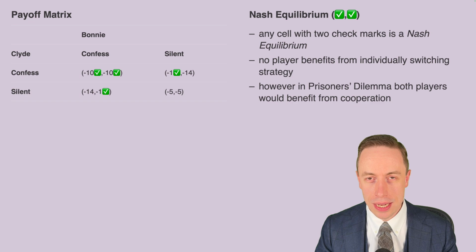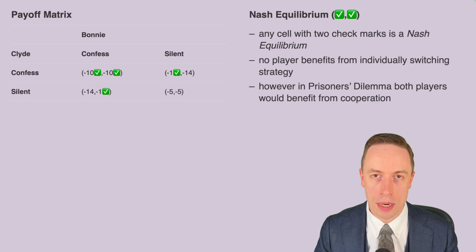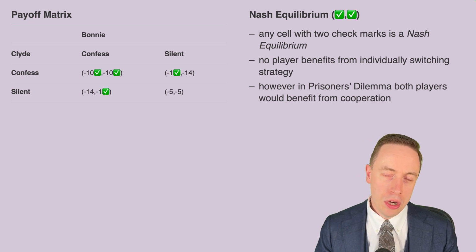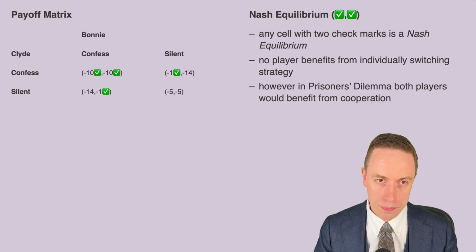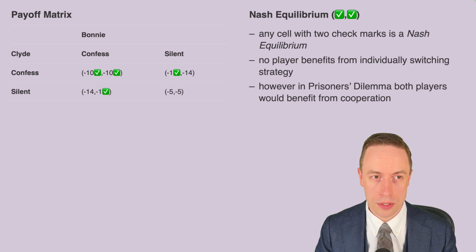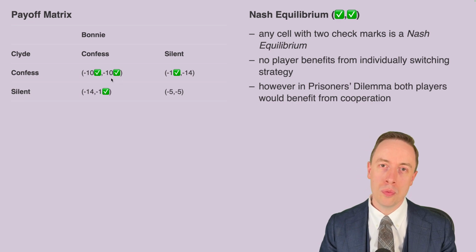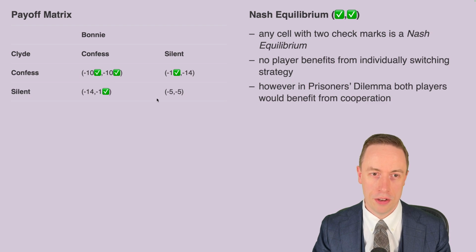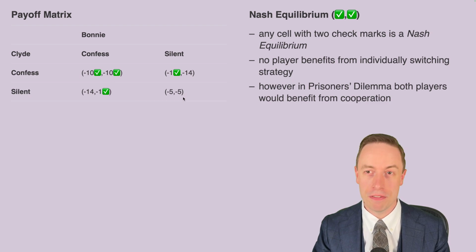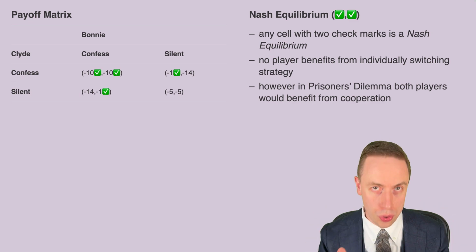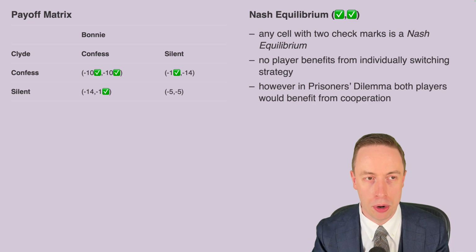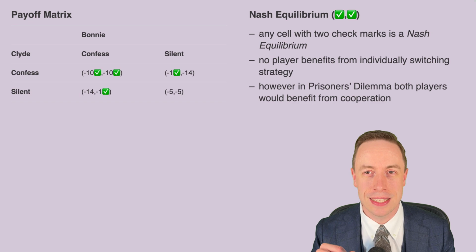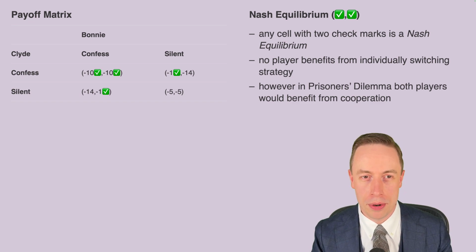But now, of course, you start to see why the prisoner's dilemma is so famous. Even though each player is pursuing their self-interest, the outcome is actually not the best outcome for both players, right? Here's -10, -10. Bonnie and Clyde would both be better off if they both remain silent. -5, -5. It's not just that one of them would, both of them would be better off if they both remain silent. But that's not an equilibrium outcome.